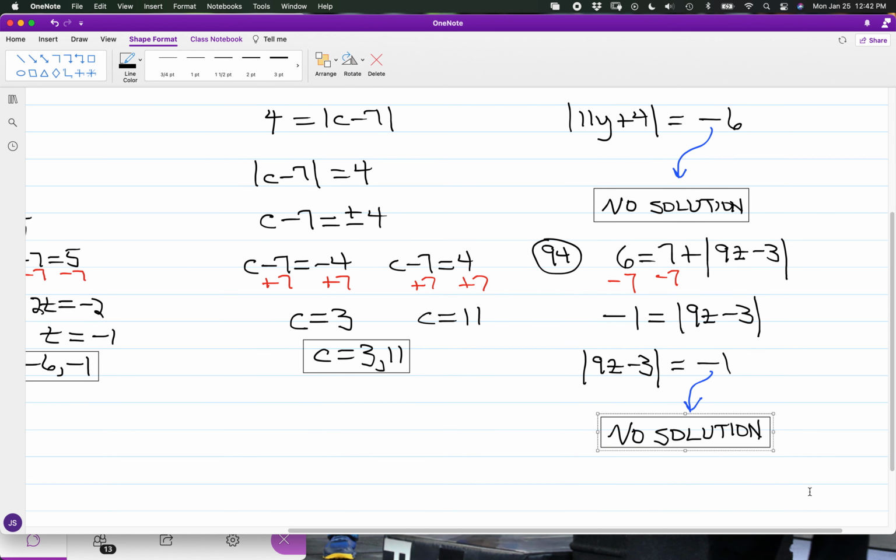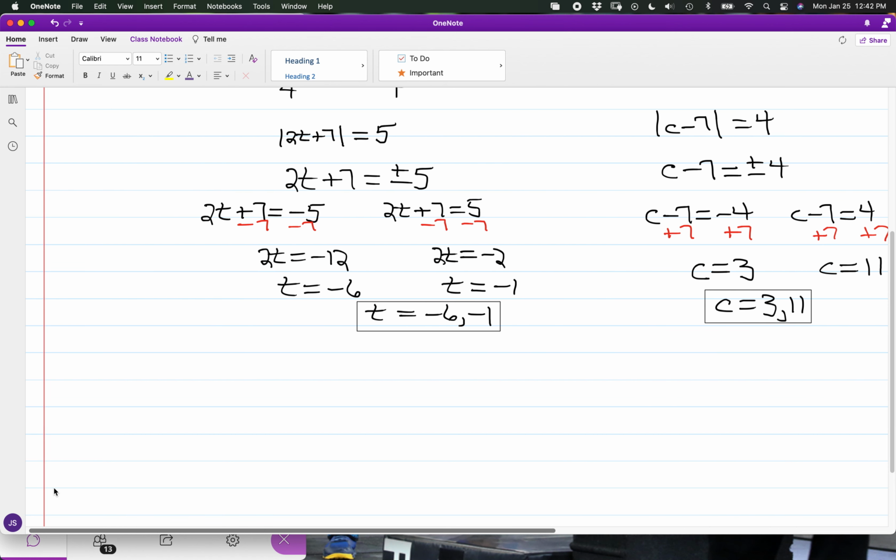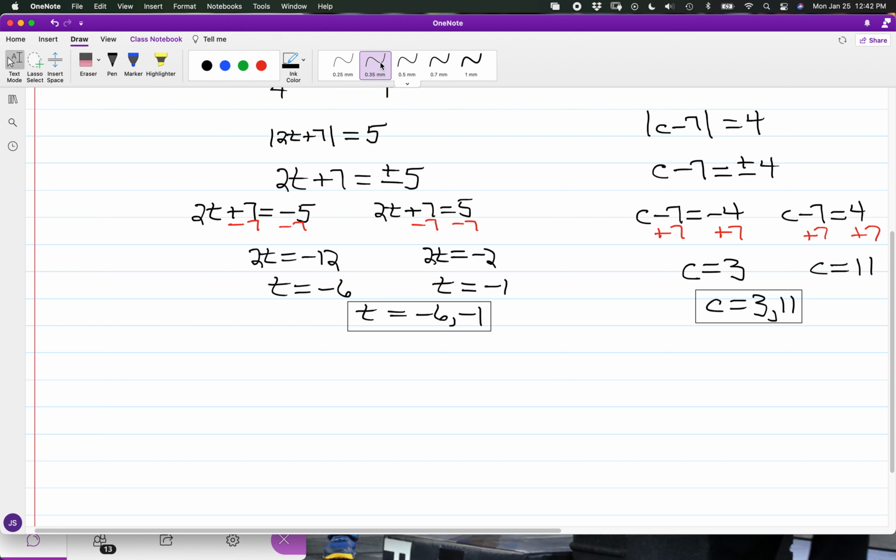And now for number 96, this one has a bit of a different dynamic. As if it were not enough to have one absolute value expression, for number 96 we have two absolute value expressions, and these are set equal to each other. We're looking at solving for the letter a, and in the statement we have the absolute value of 2a minus 3 is equal to the absolute value of a plus 2.